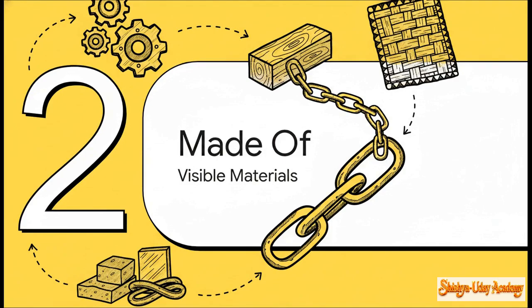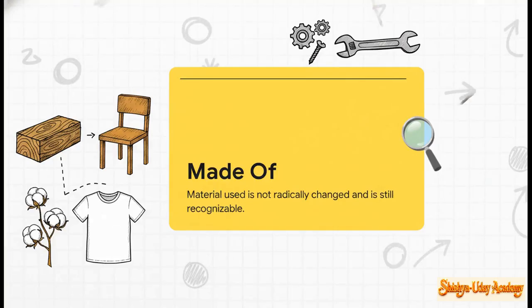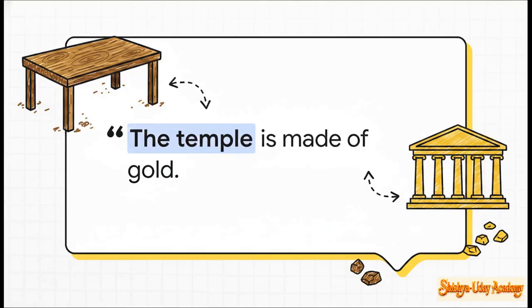Section 2. Made of. Visible materials. The rule for made of is super simple. We use it when the basic material used to create something hasn't been radically changed. It's still easily recognizable to anyone looking at it. Basically, the raw material has essentially just been shaped. And this brilliantly illustrates the point.